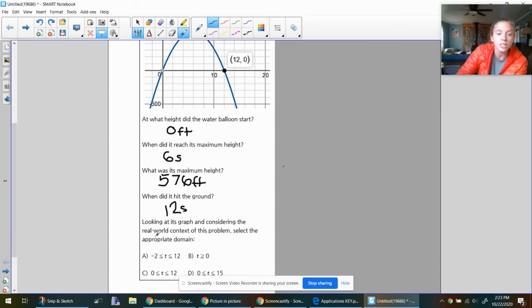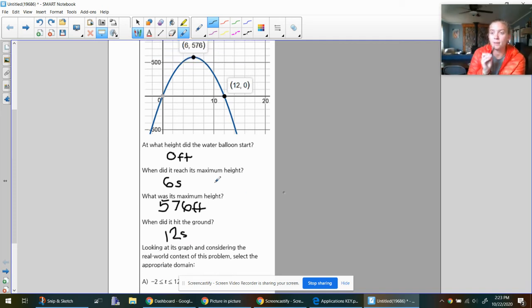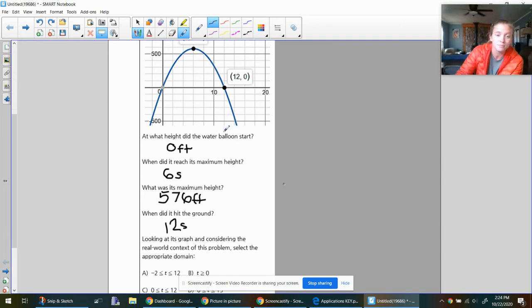And the last question, looking at this graph and considering the real-world context of the problem, select the appropriate domain. Remember that domain is all of the possible points from left to right. If this was just a graph without a context, we could assume that this parabola would continue to infinity in both directions and that the domain would be all real numbers. But it doesn't really make sense for a water balloon to go to a negative height. Water balloons don't bury deep underground. They hit the ground and they stop. They also don't start from negative infinity. They start from the ground.